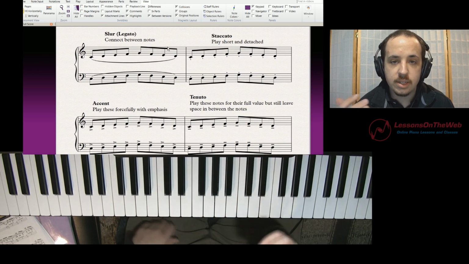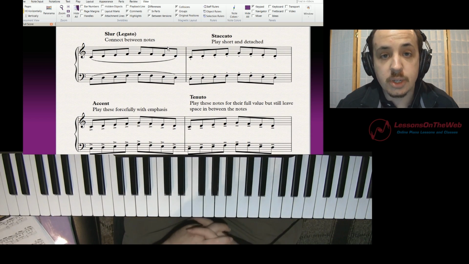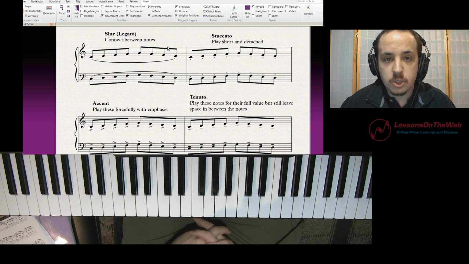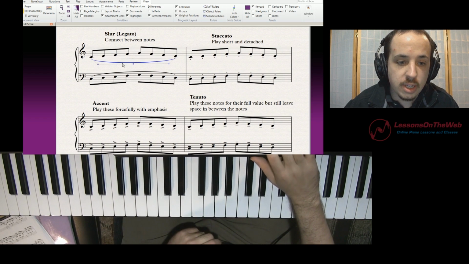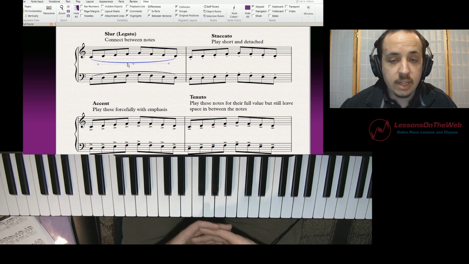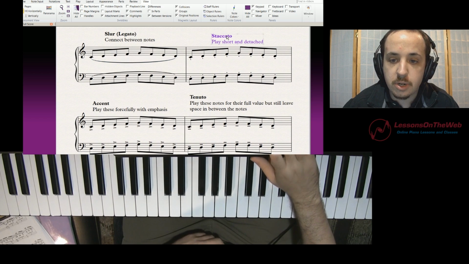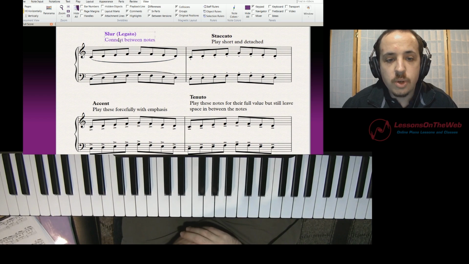So the first kind is a slur. You do want to know the names of these. It is kind of important because it comes up in music a lot. And who knows, you may have to explain it to somebody else. The first one is the slur, legato. You may have seen this in a few of my videos before. You want to connect between the notes. This is called a slur line here. Another name for playing with slurs is playing legato. It's pretty much the opposite of playing staccato, which we'll talk about in a second.